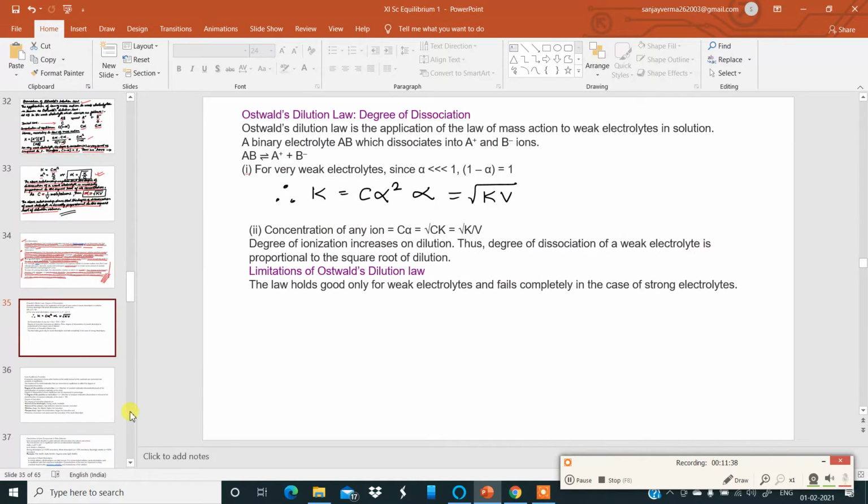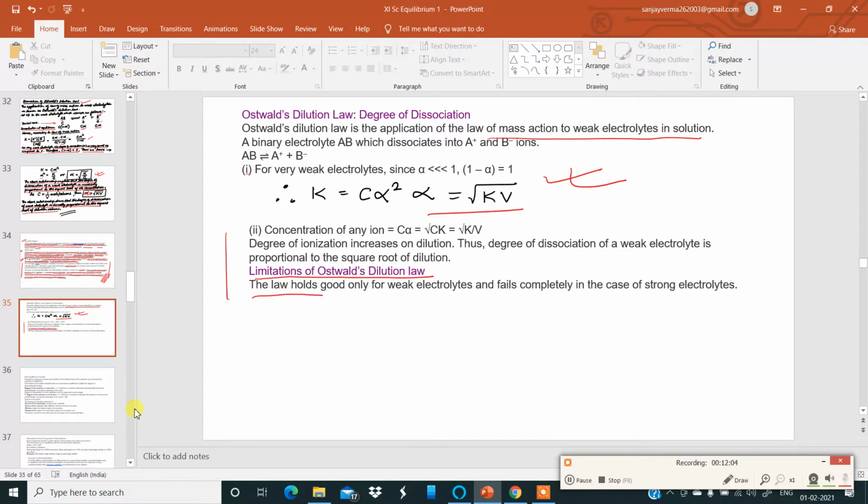Now, moving further, Ostwald's dilution law, degree of dissociation. Okay. Now, Ostwald's dilution law is the application of the law of mass action to weak electrolytes in solution. Okay, this I've already told you at that time. So this is already done. The limitation of Ostwald's dilution law is also already covered.